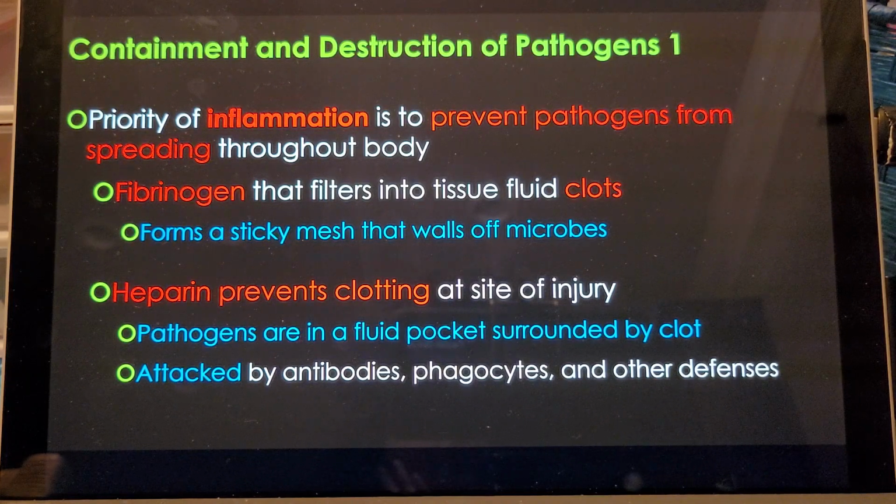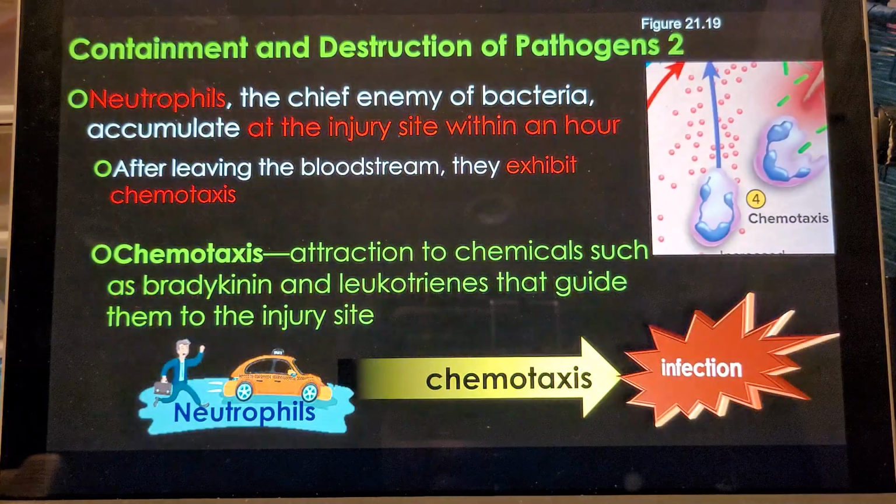Okay, so with our local infection area, inflammation helps to keep the pathogens from going away from that area. So you have fibrinogen, which is one of your blood plasma proteins, help to wall off the microbes into that particular area. You have your heparin, which prevents clots, so keep that fluid going into that area, as well as all of your other defenses into that area.